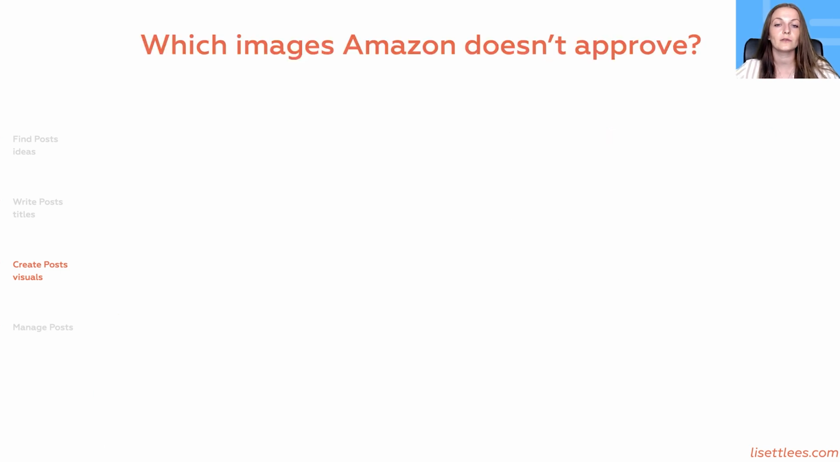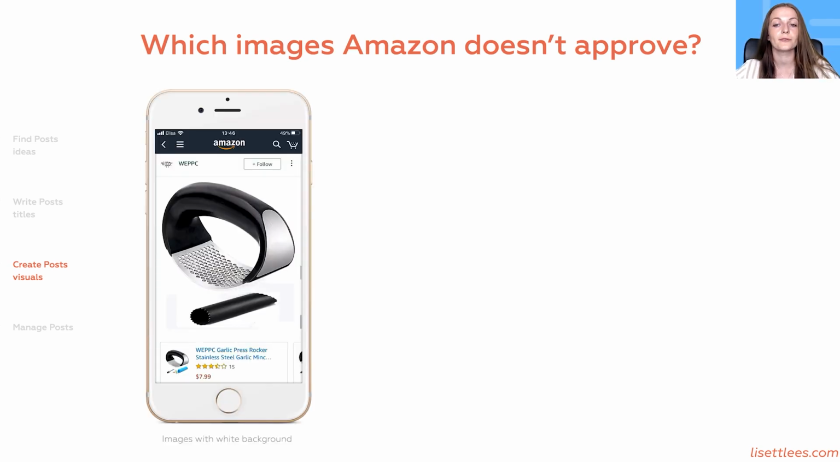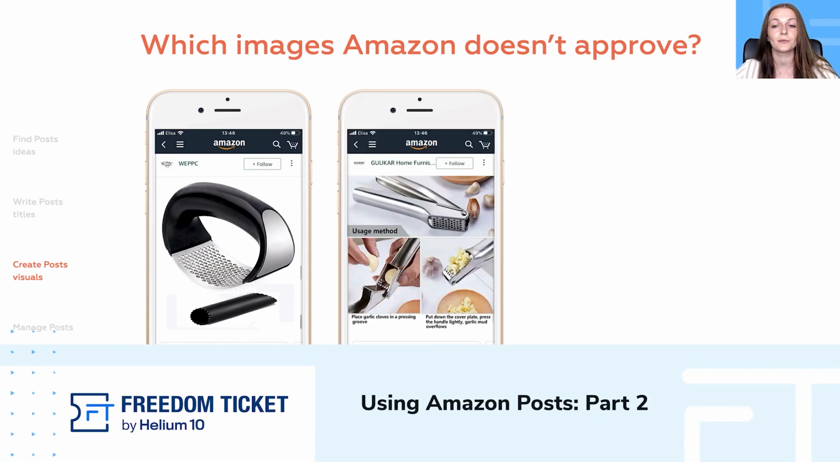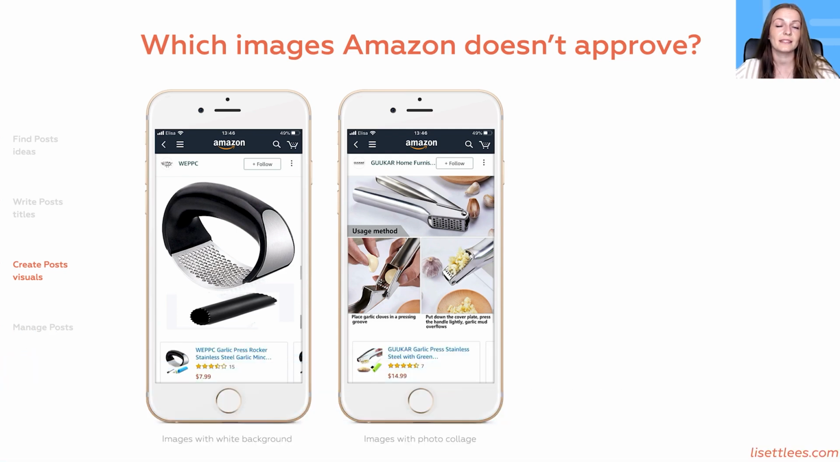But first, let's go over a few examples of images which Amazon does not approve, because this is also very important to know. So first, Amazon does not approve images on white background. Secondly, Amazon doesn't approve images that feature several photos put together into one, because these images are kind of messy and it would take more time for customers to understand what you want to show.